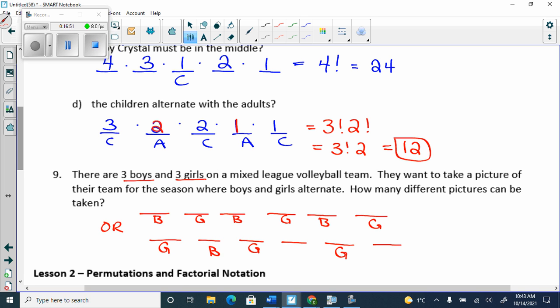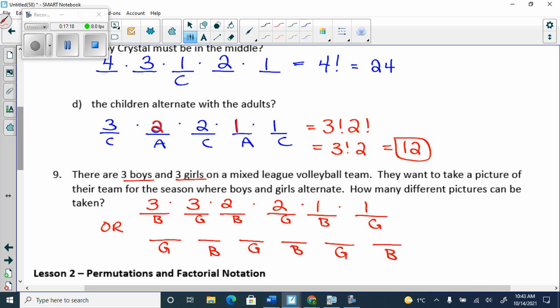Both work. You just need to note that when you have an even amount and you have to alternate, you're going to get 2 cases, right? Or you're going to get 1 case times 2, technically, because you can swap them. So if I have boys first, it's going to be 3 for this one, then 2 for this one, then 1. Or 3 for this one, 2 for this one, then 1. And you have to show the multiplication symbols. Make sure you have the dots, just like with the equal signs and rationals.